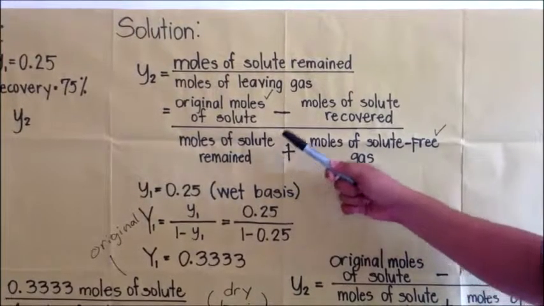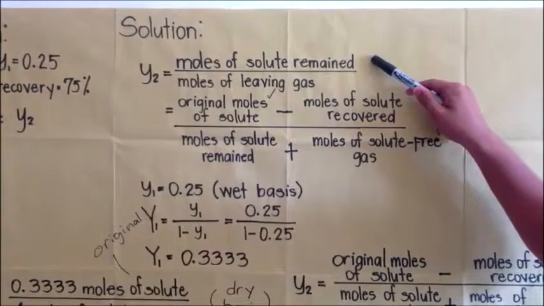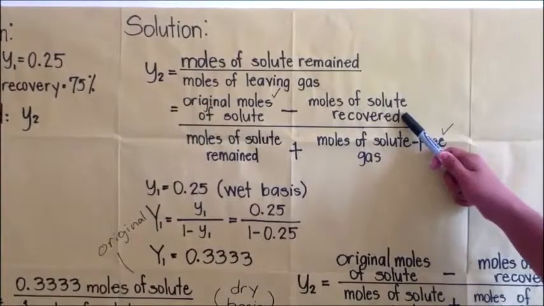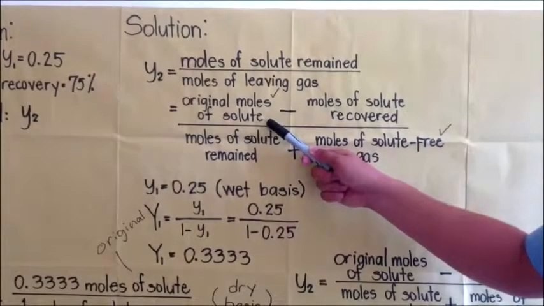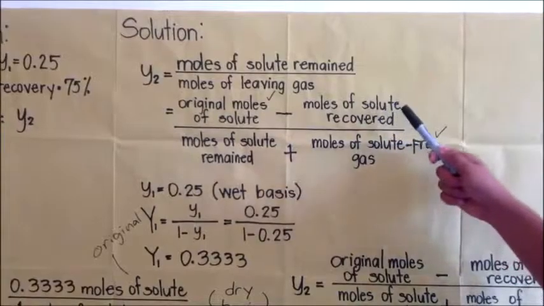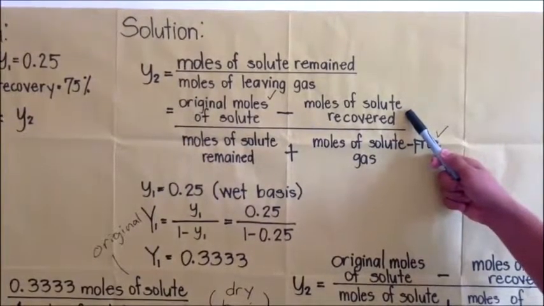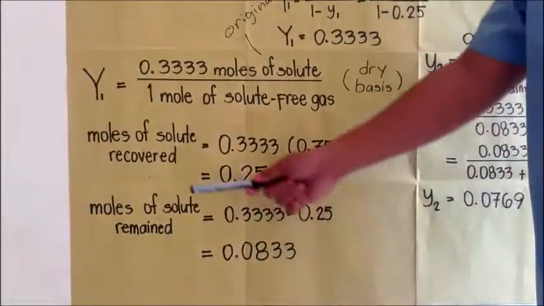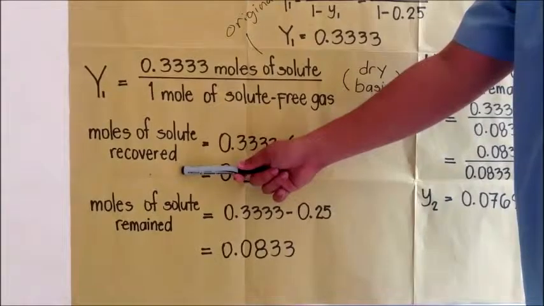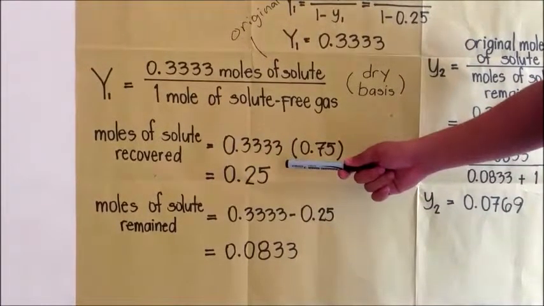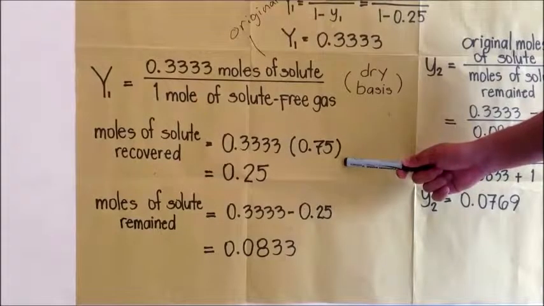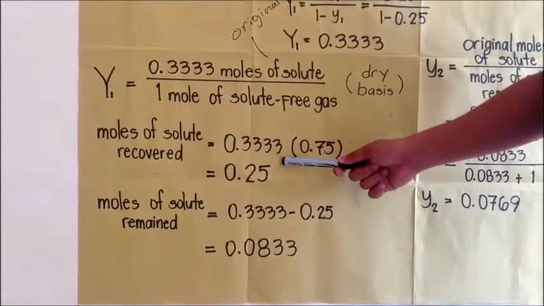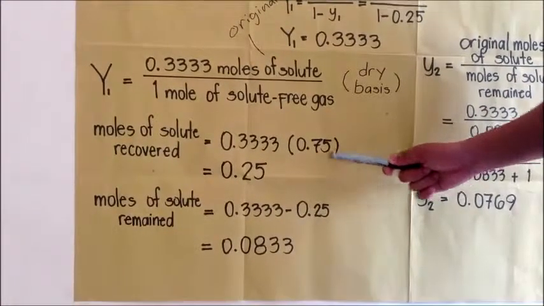But we know that the moles of solute remaining is related to the original moles of solute and the moles of solute recovered. So we only need to get the moles of solute recovered, and then we can have the value of the moles of solute remaining. To solve for the moles of solute recovered, we will only multiply the original moles of solute by our percent recovery, which is 0.75. It is 0.3333 times 0.75, which is 0.25.